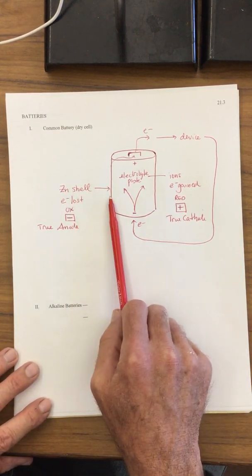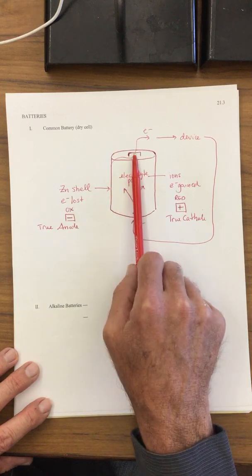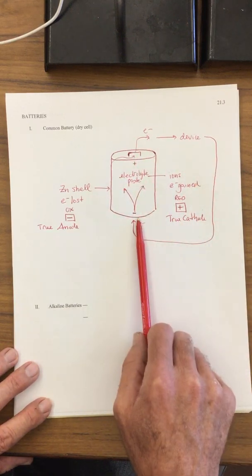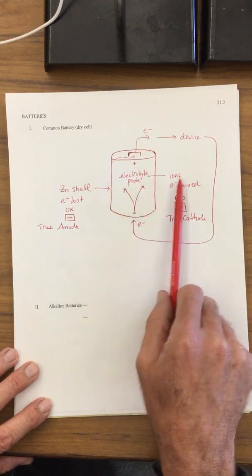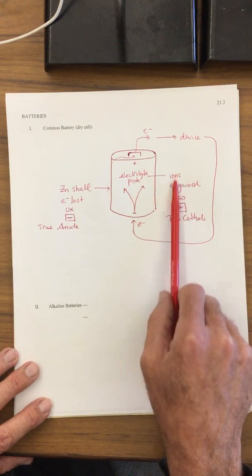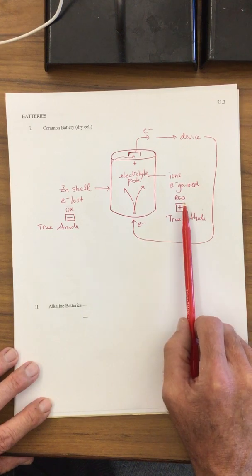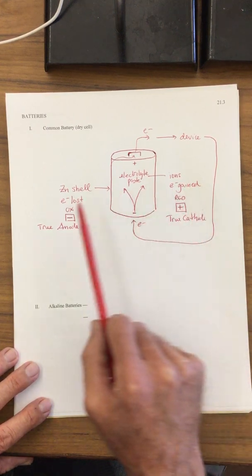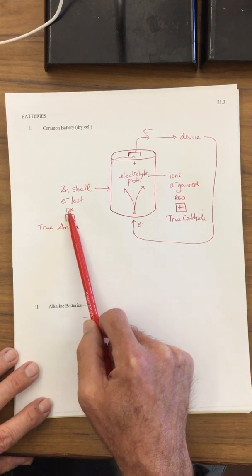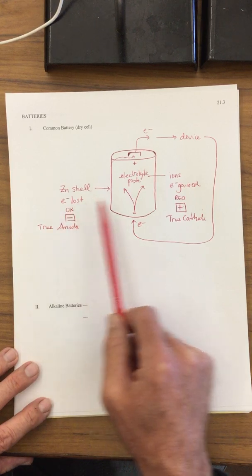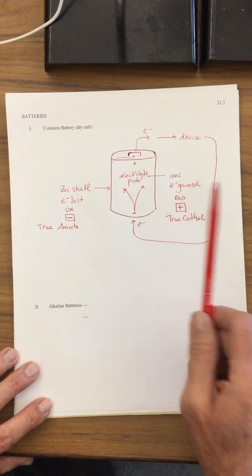The zinc loses its electrons. It goes through the nub, into the device, comes back in to the battery, and goes into the electrolyte paste where there are ions. These ions are going to gain the electrons. And over here is the throwing of the electrons. So it's the oxidation reaction. This is the reduction reaction.